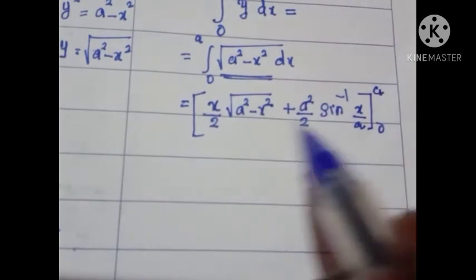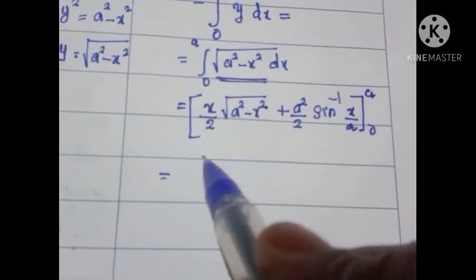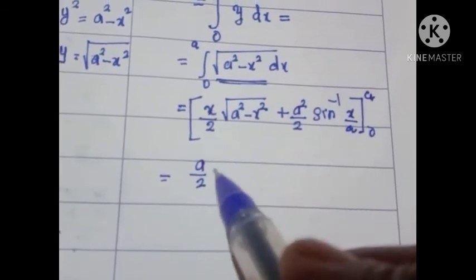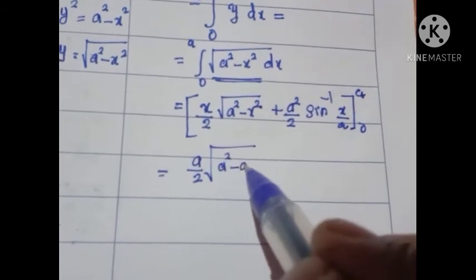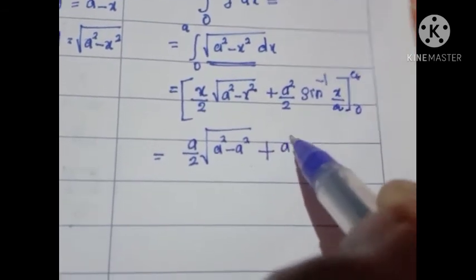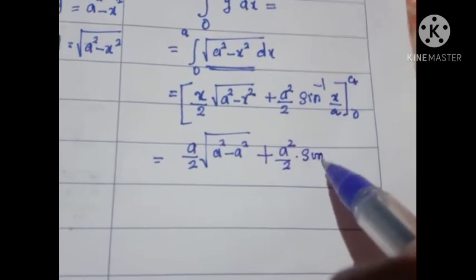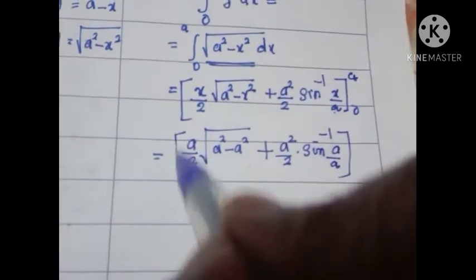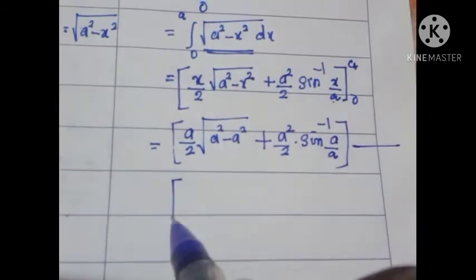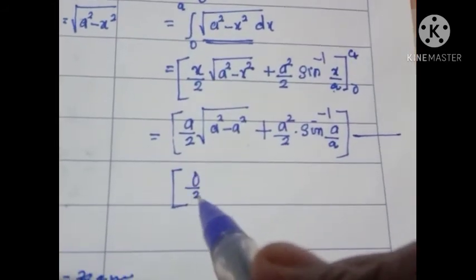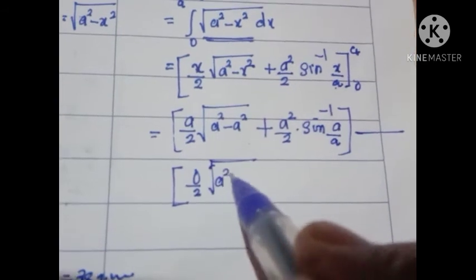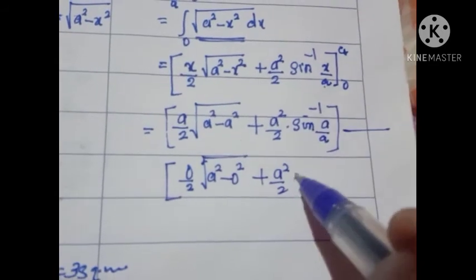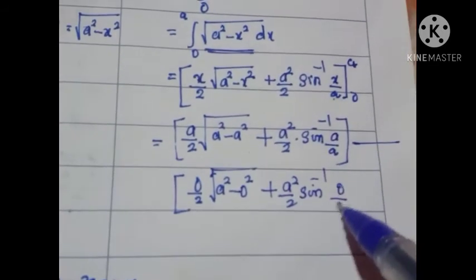Now apply the upper limit and lower limit. The upper limit is a, so put x equal to a. So a by 2 into root of a square minus a square plus a square by 2 into sine inverse a by a. This is the upper limit, minus the lower limit: 0 by 2 into root of a square minus 0 square plus a square by 2 into sine inverse 0 by a.